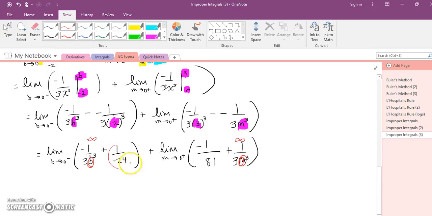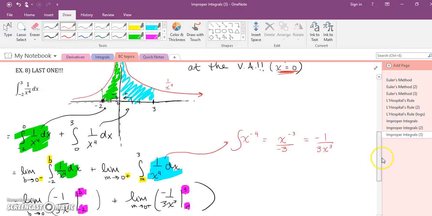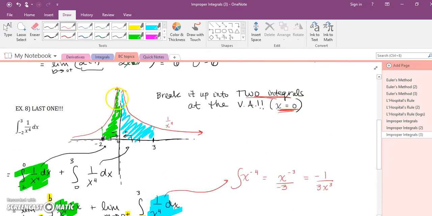It doesn't matter that this is okay and that this is okay. As soon as part of it is infinity, the whole thing is going to end up being infinite. That means that the integral diverges and the limit doesn't exist. So we have an unbounded area. It's not just a nice number that's finite. It's an infinite area right here. That means the area just keeps going up forever. It means that this curve is not close enough to the y-axis to converge. It diverges because of the way the graph grows here.